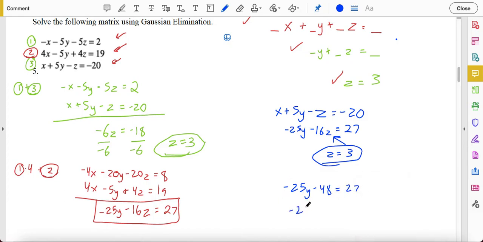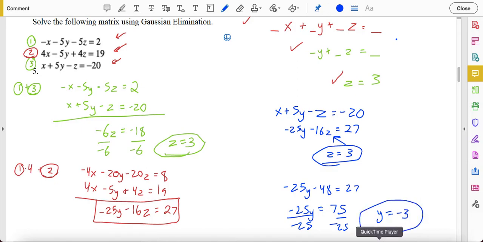So negative 25y, plus 48 on each side, equals 75. Divide by negative 25, and I get y equals negative 3. So I got y equals negative 3, z equals positive 3.